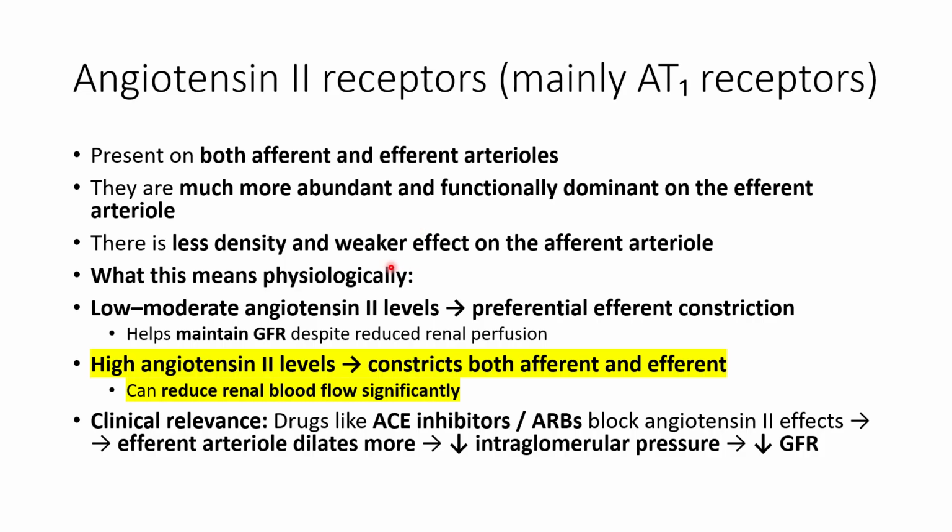So, what this means physiologically is, if there is a low or moderate level of angiotensin 2, then that will lead to preferential efferent constriction, increasing the GFR. However, if there is a condition in which there are very high levels of angiotensin 2, now this angiotensin 2 will also act strongly on these receptors that are in lesser quantity, and as the amount of angiotensin 2 has increased, it will lead to a substantial effect, thus leading to constriction of the afferent arteriole too and can decrease the GFR and decrease the blood flow.